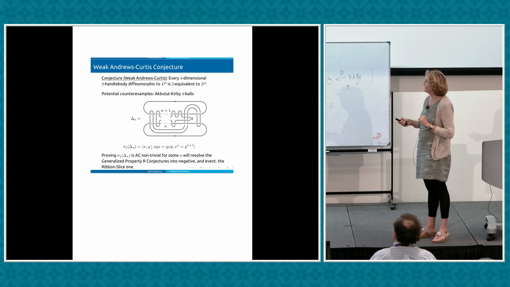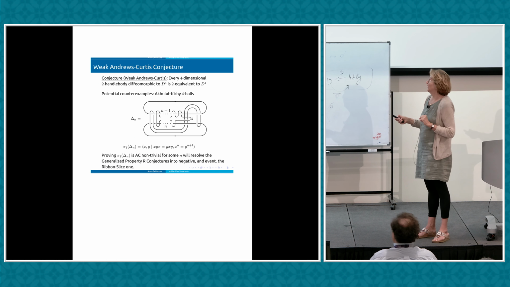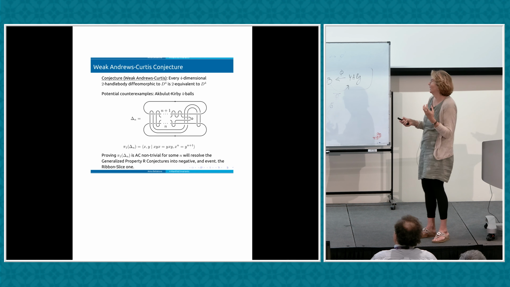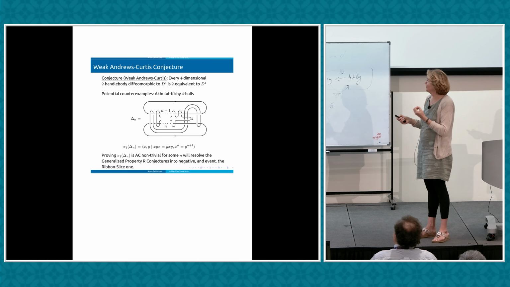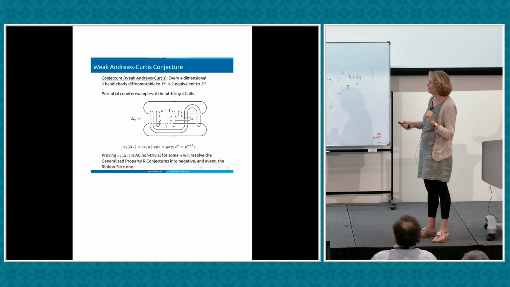So this conjecture, oh wait a sec. In 4D it would mean that every 4-dimensional two-handled body, if it's diffeomorphic to the 4-ball, is also 2-equivalent to a 4-ball. So basically, you should be able to pass from some presentation of this 4-ball to a trivial presentation without adding 3-handles.